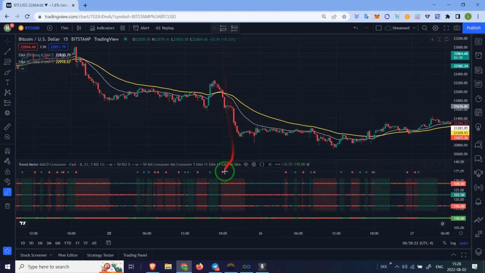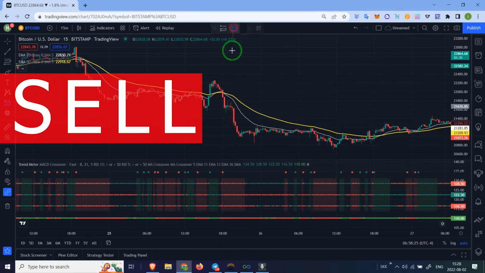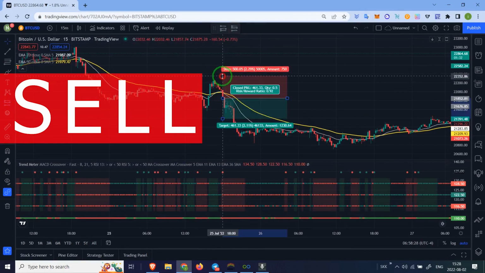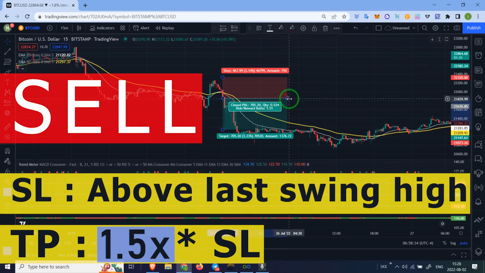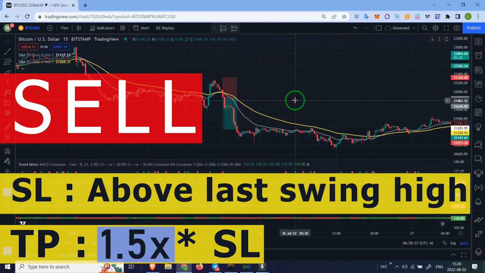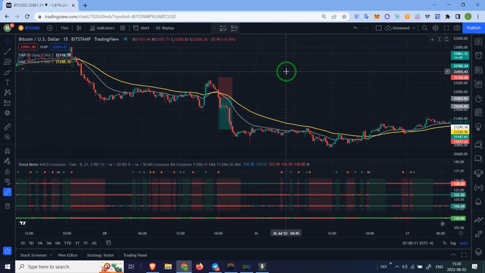And for sell positions, after the conditions for entering the position are met, we enter the position by closing the candle. We set the stop loss above the previous swing and set the take profit 1.5 times the stop loss. But let's see some more examples to learn the strategy better.